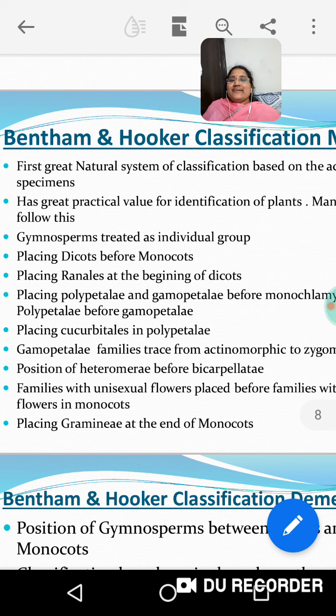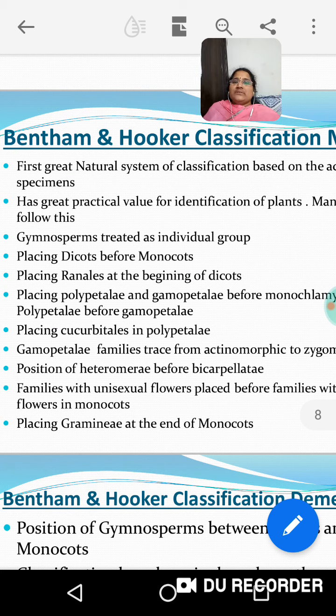It is having great practical value. Practical value means practically this classification is very useful for the identification of plants and also for the grouping of plants. So many countries and many major herbarial institutes and major botanical institutes are following this type of classification.